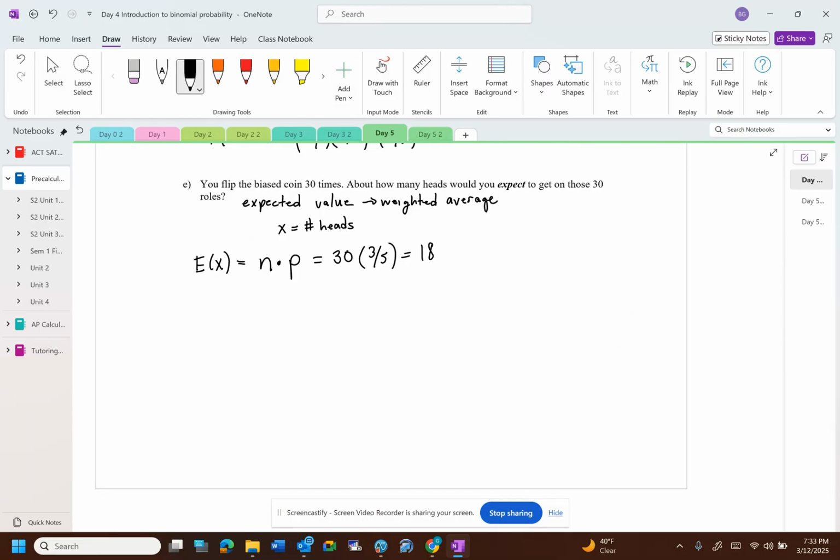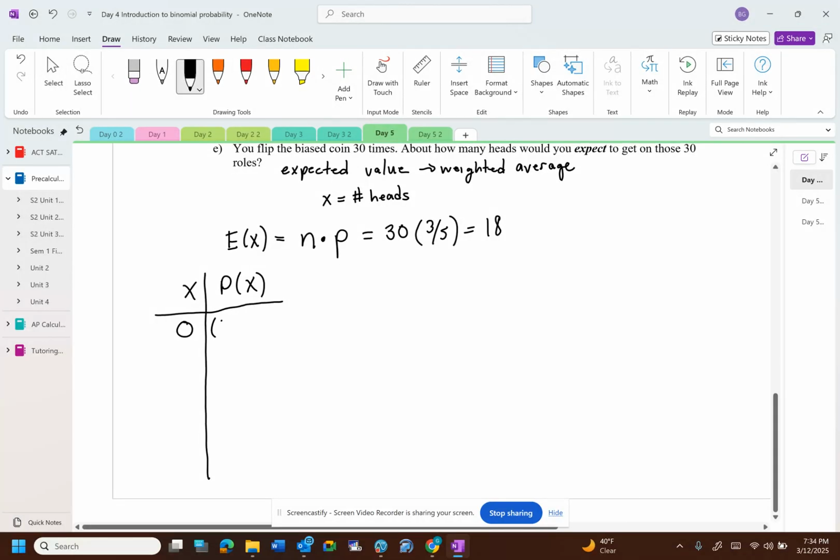So as I said, expected value is a weighted average. So I'm going to make a little table here. I'm going to make a column for the value of X, which is the number of successes, and then the probability of X in the next column. So if we had no heads in 30 flips, we could calculate that. There's 30 tosses of the coin. We want to pick 0 of them to be success. 3/5 to the 0, 2/5 to the 30th. Now, you can calculate that number. I'm not going to calculate it, but obviously that's some decimal.